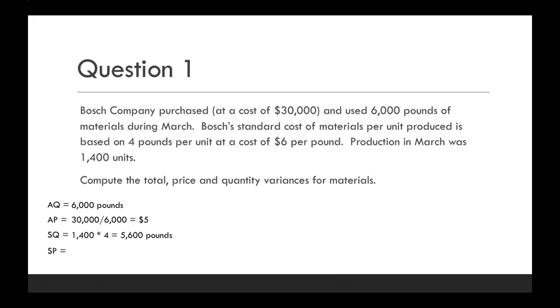Standard quantity, we're going to want to take our actual production, our 1,400 units, multiply it by that 4 pounds per unit that we see up above. So that will give us our 5,600 for our standard quantity. Now standard price, that's just our $6 per pound. That was given to us in the problem.